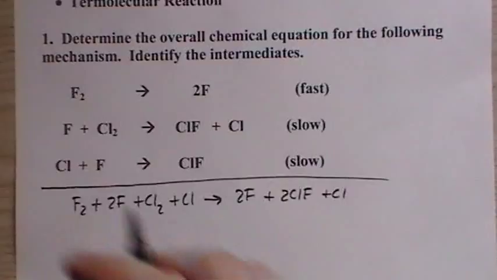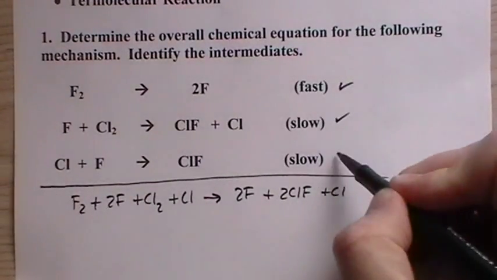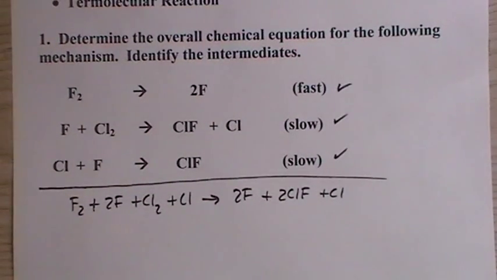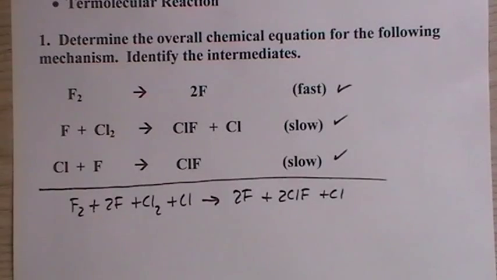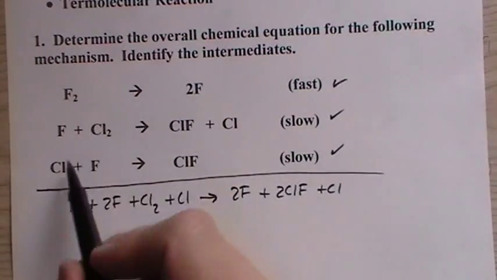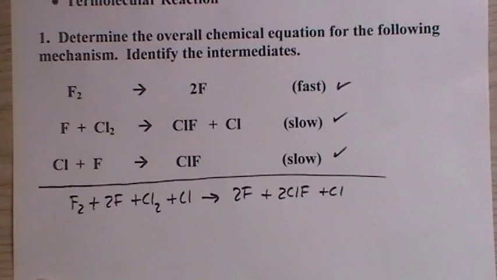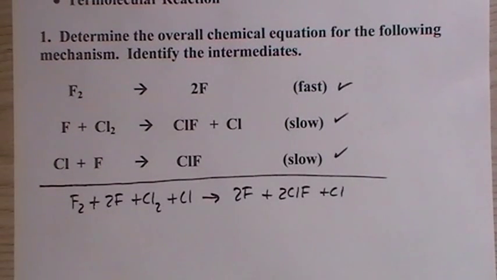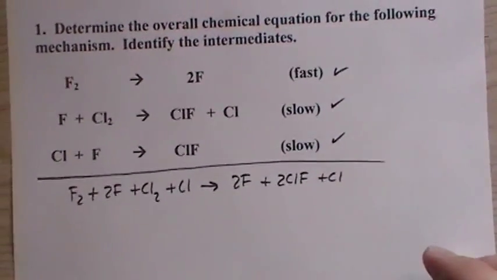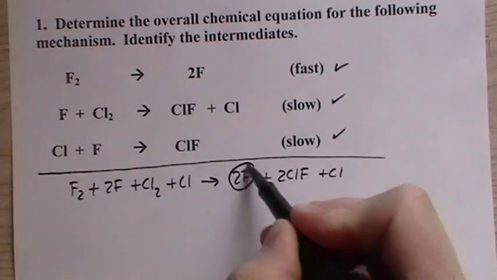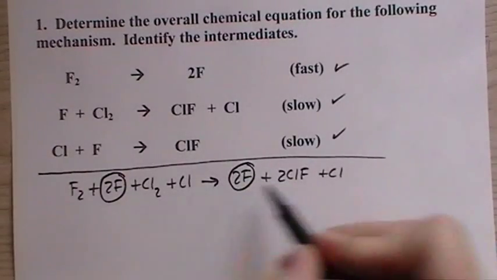And you know it's a mechanism first because I told you, but when you see these statements here, these designations, fast, slow, slow, you're talking about a mechanism. Notice there's no phases. Normally you don't put any phases like gas or liquid or solid into a mechanism because we're talking about individual molecules or atoms. Now once we've added them up, we get rid of the species that are the same on both sides.